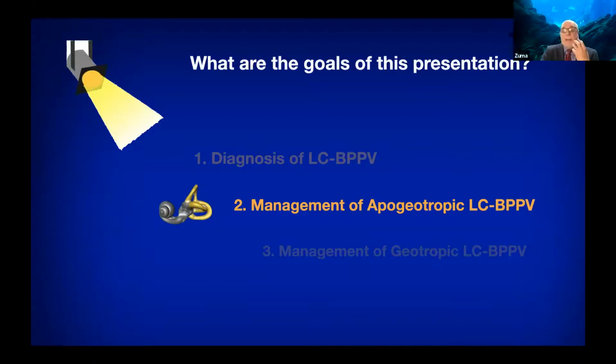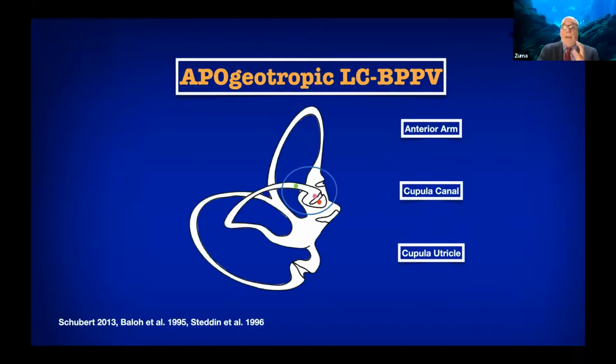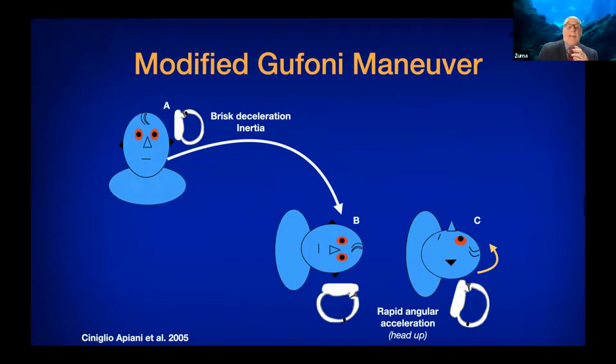Let's see how we can manage the apogeotropic lateral canal BPPV. I remind you that the particles can be in the anterior arm, attached to the cupula canal side, and attached to the utricular side. The goal is to move the particles to the utricle, like that. That's the goal of this maneuver. Let's see the first maneuver.